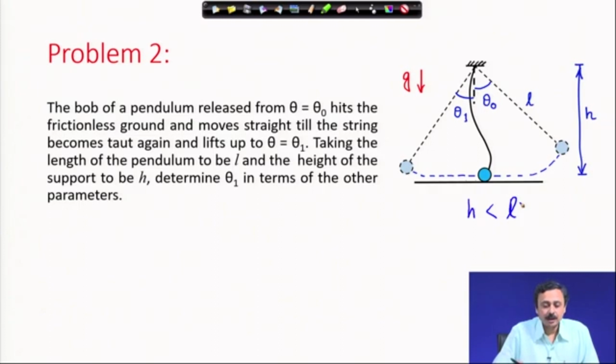Or once again I will talk about linear momentum in a minute. The bob hits the ground, moves horizontally straight on the frictionless ground, and when the string again becomes taut, it again moves in a curve, lifts up, but now up to theta 1. Taking the length of the pendulum to be L and the height of the support to be h, which is of course less than L, determine theta 1 in terms of the other parameters.